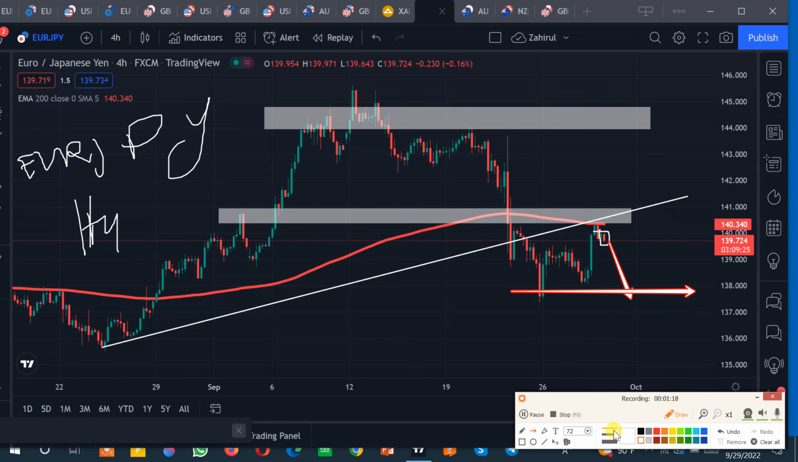With the target is, this is the target point. It is our target point for sell. We can make here a SL, the stop loss.